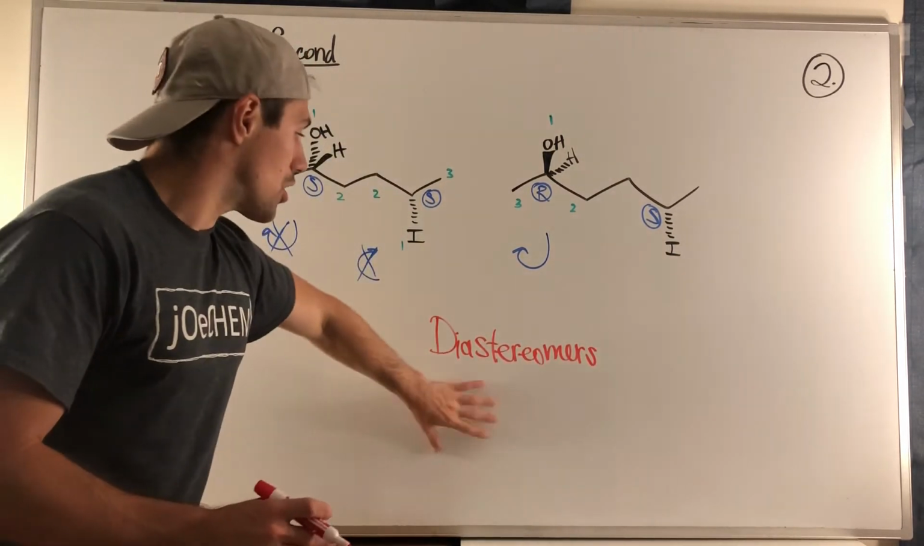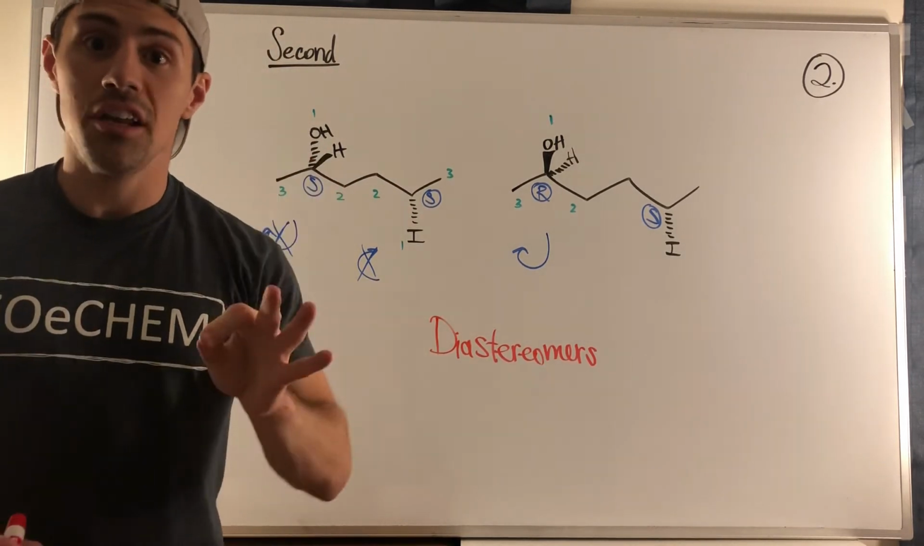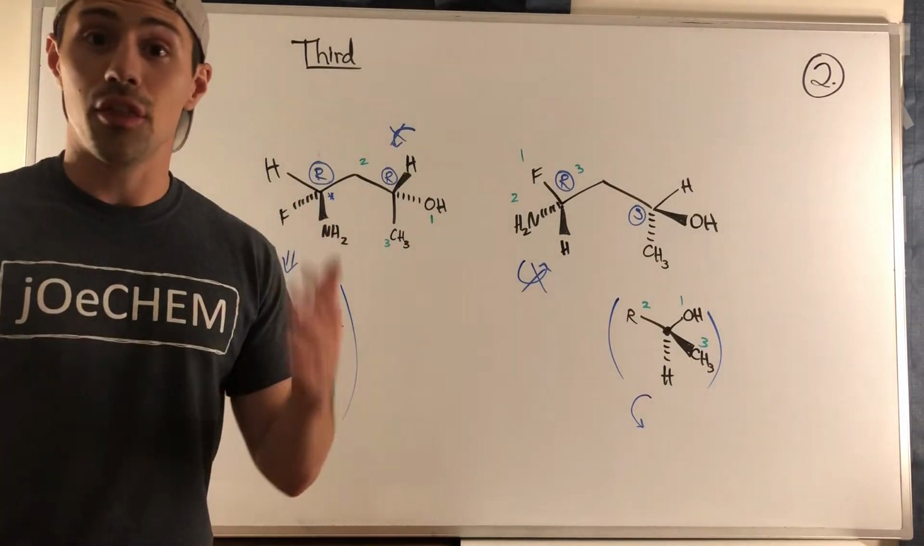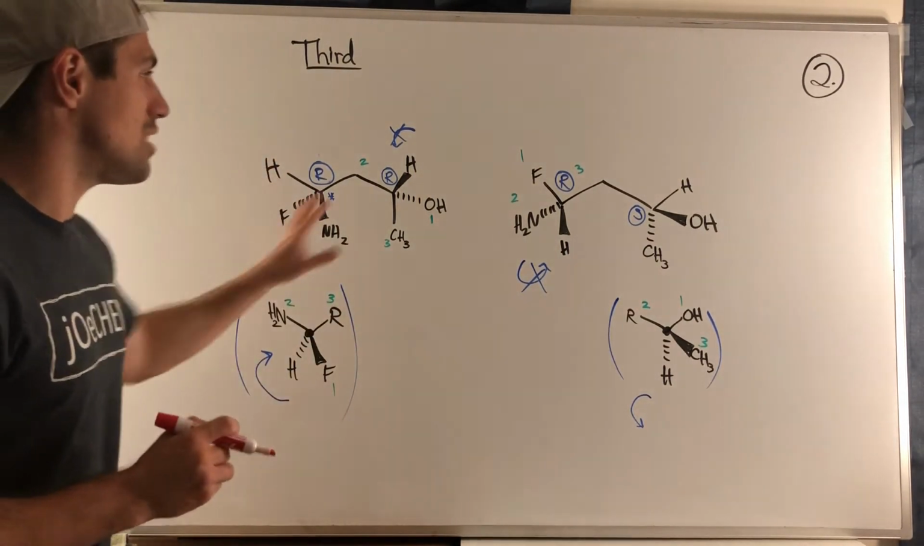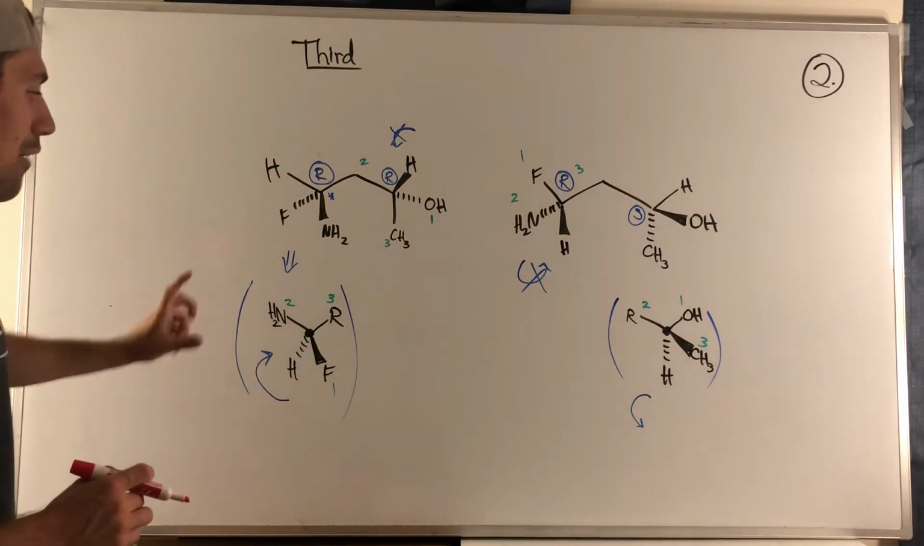So these are a good old pair of diastereomers. On to the third problem. In the third problem, you'll see that we will have to do a double switch in each scenario. So what I did was I kind of broke out that double switch.